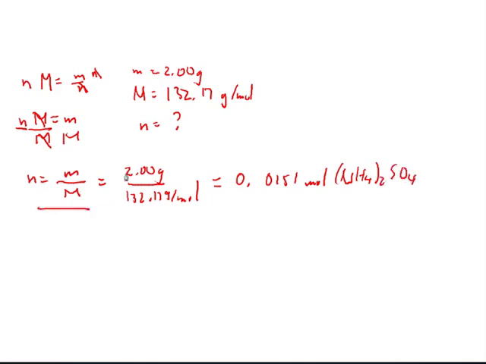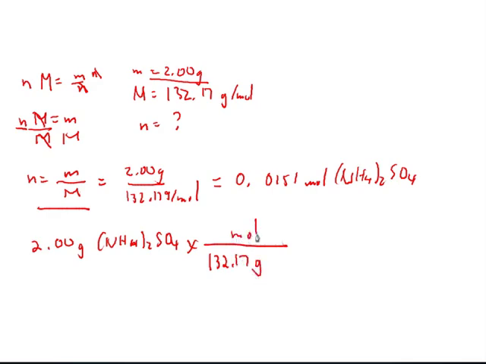And again, we'll do it the other way. We always start with a given value of 2.00 grams of ammonium sulfate, (NH4)2SO4, and we multiply this by the inverse of the molar mass. I can explain it as we go because we write 132.17 grams over moles. The reason why it's inverse is because we want to cancel out the unit of grams and have the desired unit of moles in the numerator. So that'll also give us 0.0151 moles of ammonium sulfate.